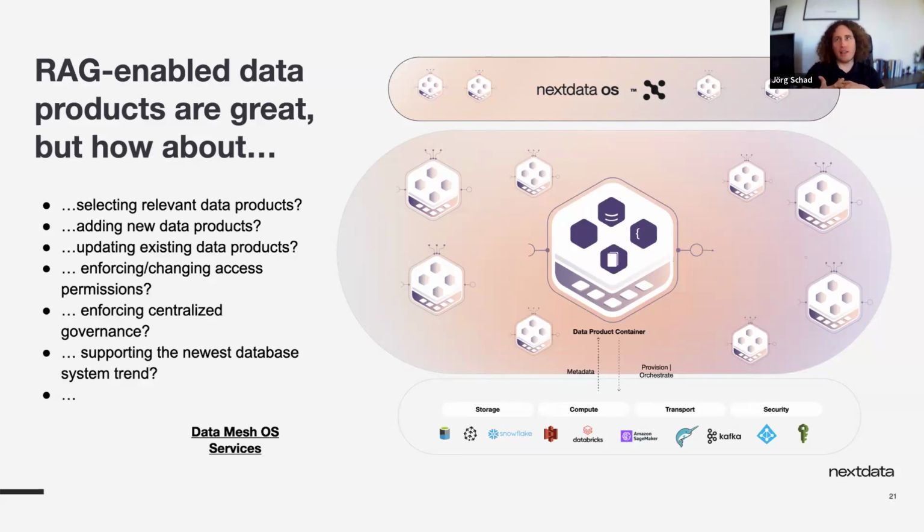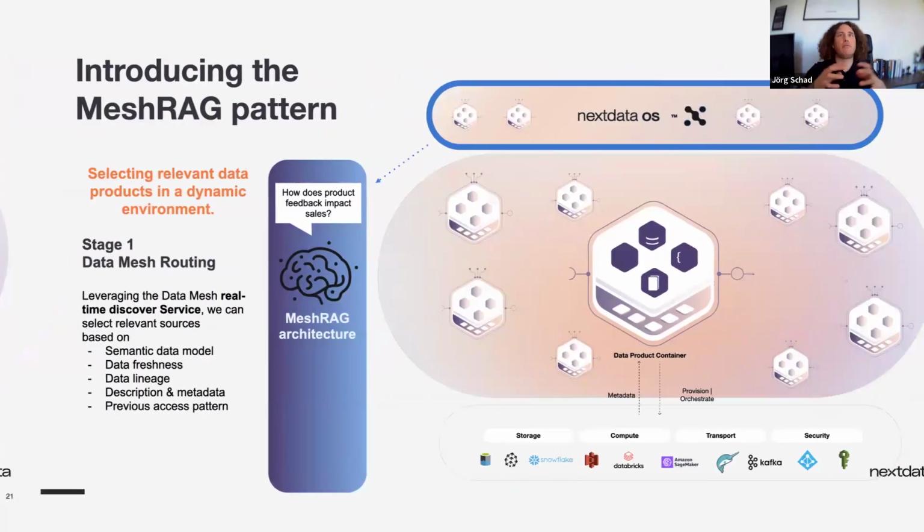Furthermore, as mentioned, how can we add new data products? How can we make sure they're incorporated? How can we update existing data products? How can we change those access permissions? Usually we don't have a master key with access to all the systems. So how can we make sure that our embedding can always access and also write to the underlying data systems? I think those are some of the challenges we'll see. Then there's centralized governance, and supporting new database systems underneath. So how can we solve all of those challenges in a more enterprise setup?